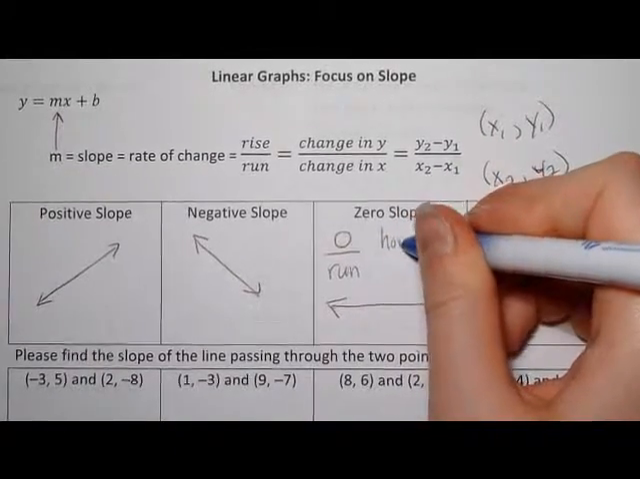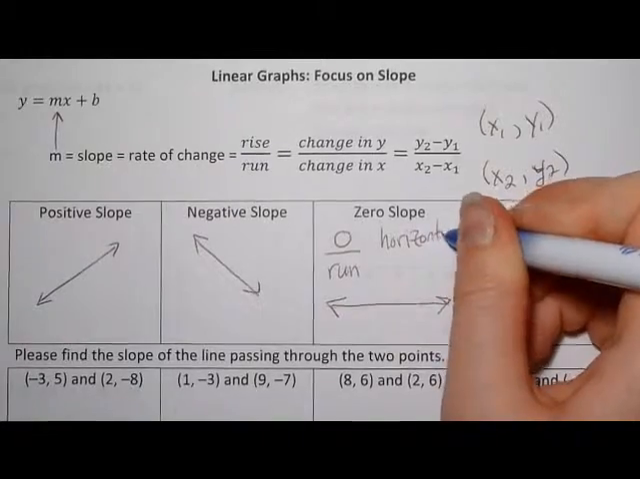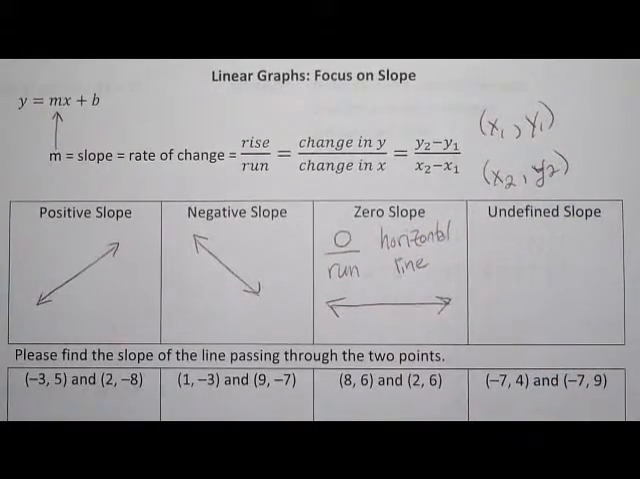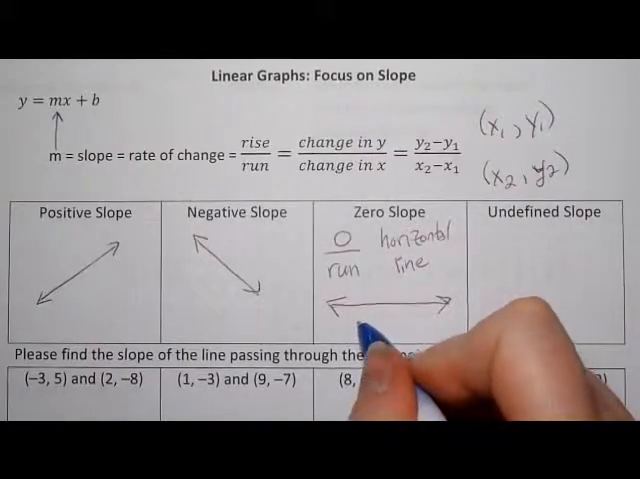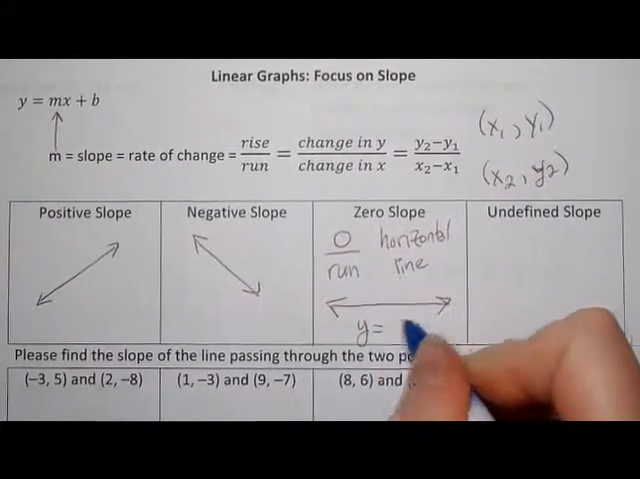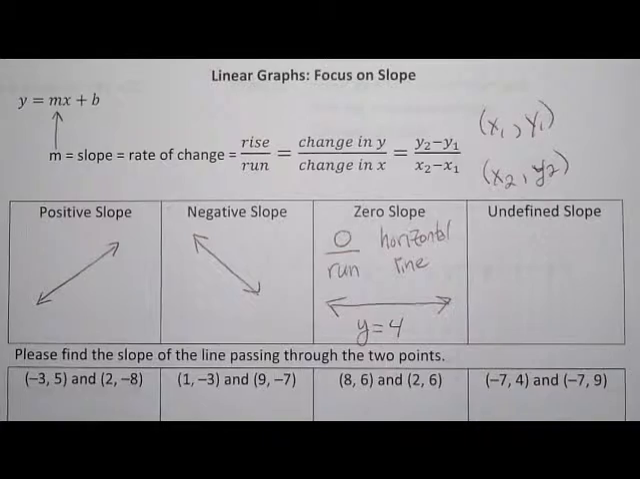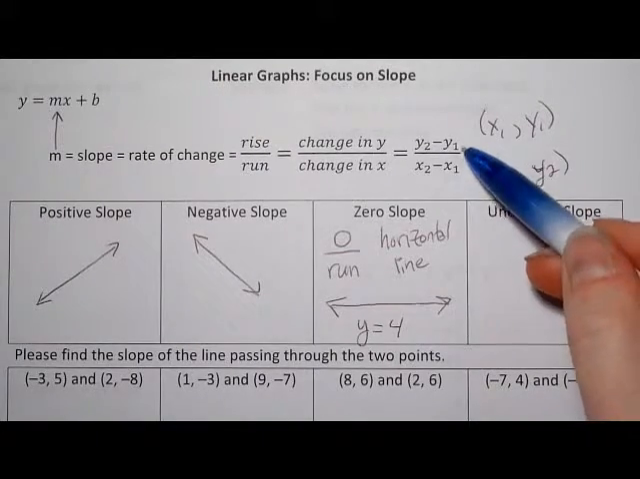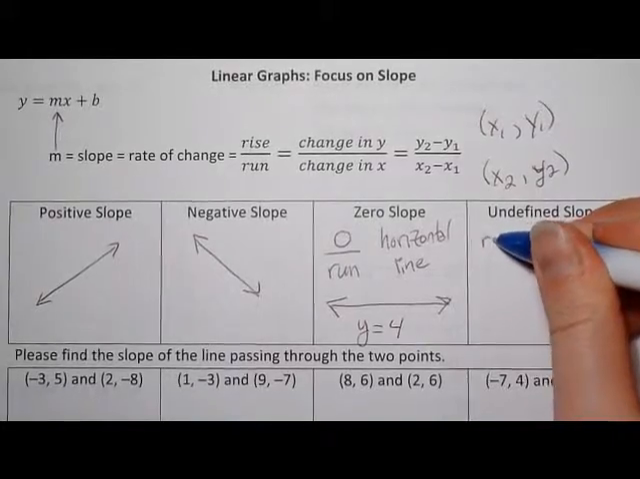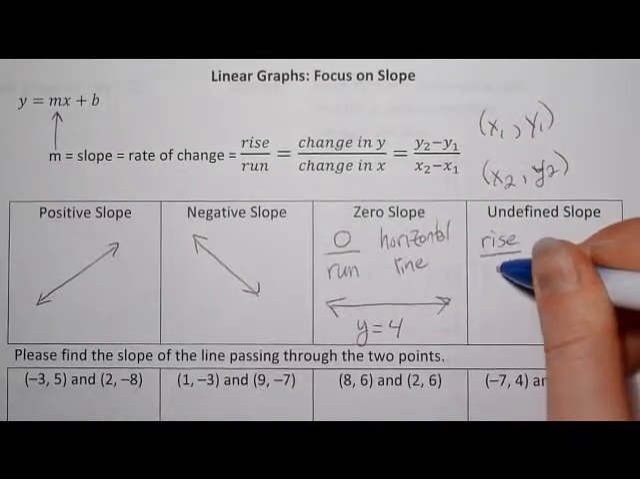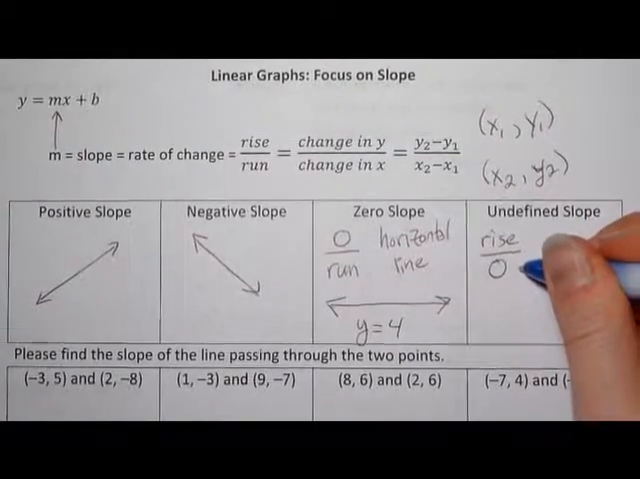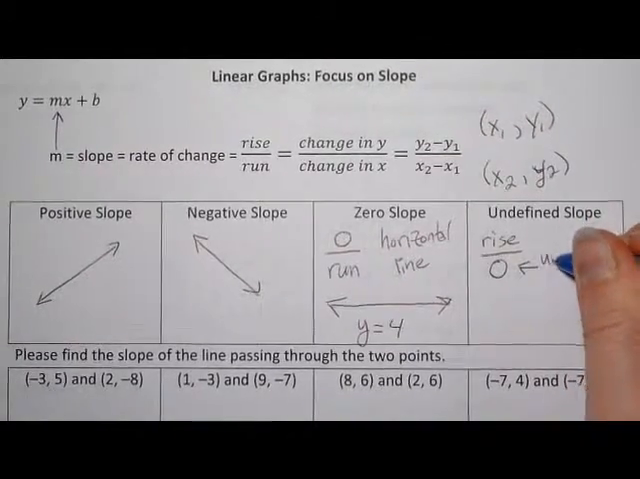This is a horizontal line. An example of a zero slope would be y equals 4. An undefined slope: if we look up at our fraction, if you have some value of rise, but it's divided by 0, if 0 is in your denominator, it is called undefined.